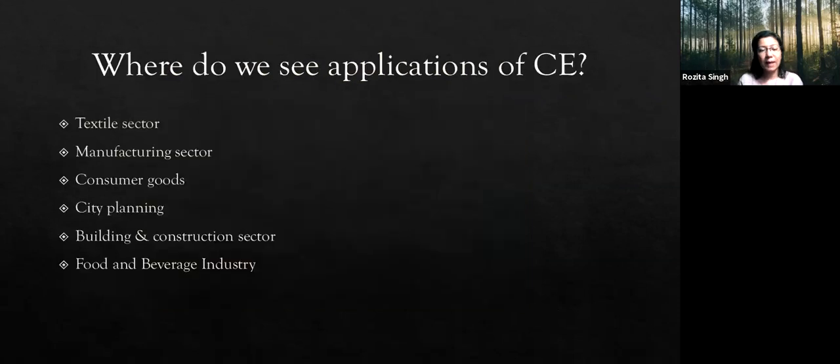Now coming to the application part. Some of you might be wondering, where do we see the applications of circular economy, which industry specifically? To be honest, there are a number of examples and multiple industries that are applying circular economy already. It started with the textile sector. We are also talking about the manufacturing sector coming in, including FMCGs and consumer goods. Interestingly, even city planning and urban planning initiatives have started incorporating the principles of circular economy. Then there is the building and construction sector, and a lot of people are now talking about food waste, and the food and beverage industry is also getting involved.